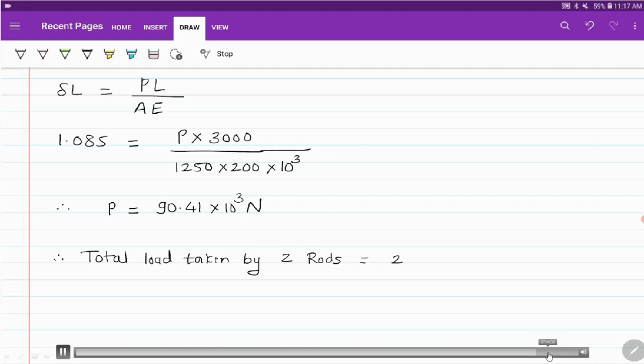So the total load that will be taken by the two rods will be 2 times this P. So it is 2 into 90.41 into 10 raised to 3, that is 180.83 into 10 raised to 3 Newton, or 180.83 kilo Newton.